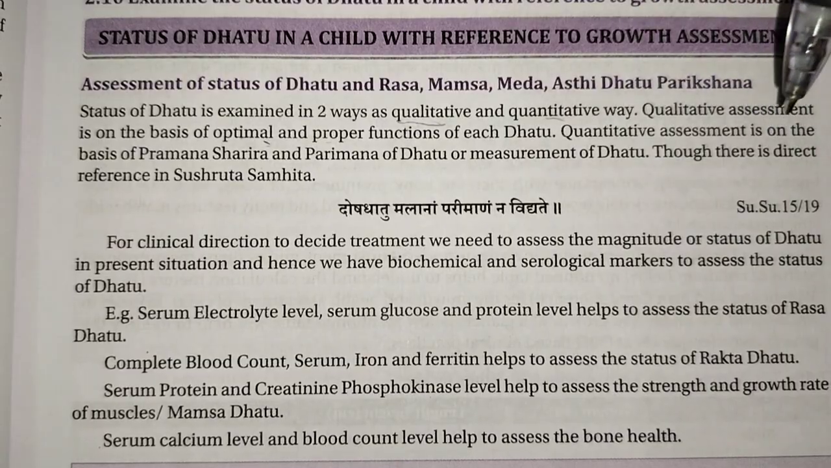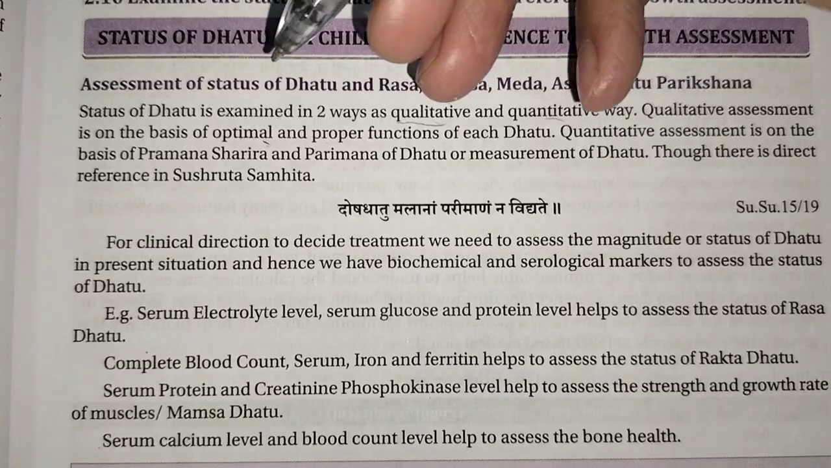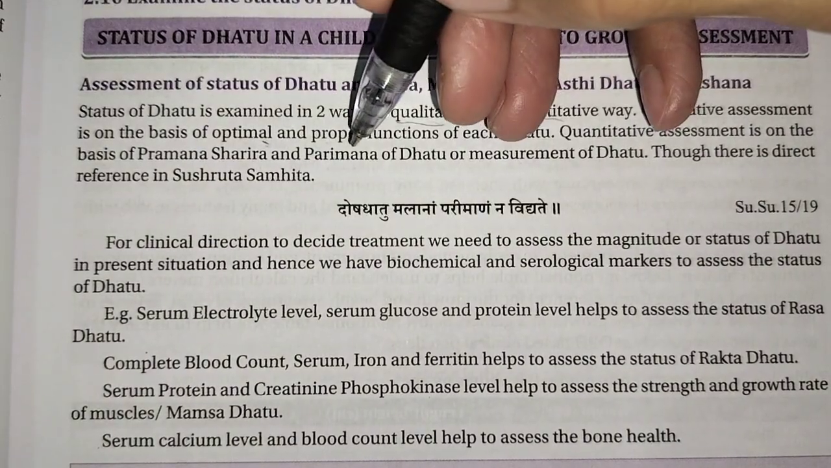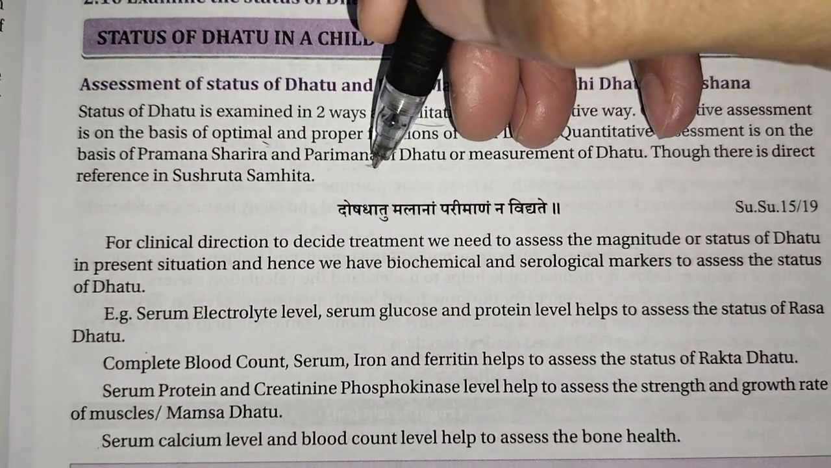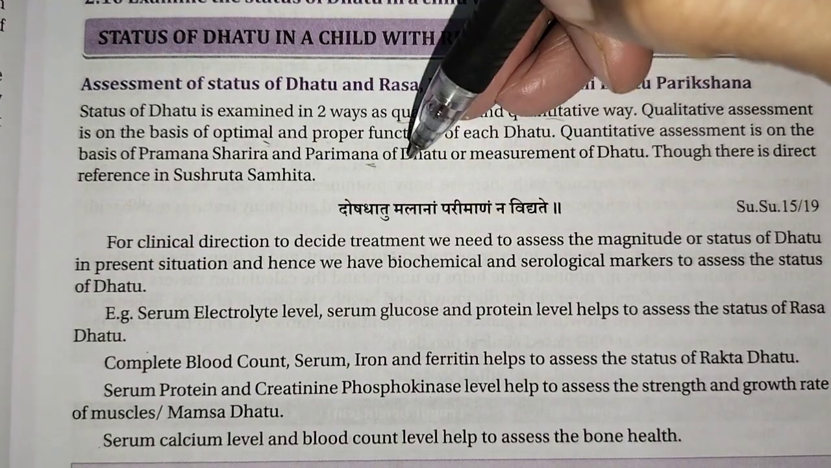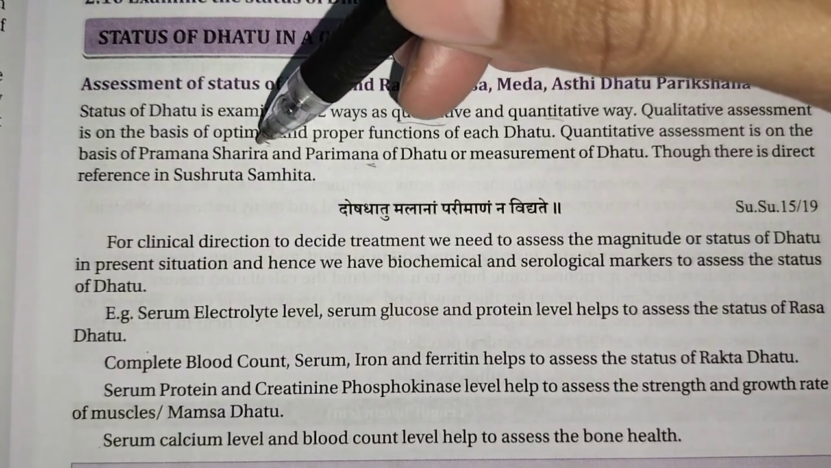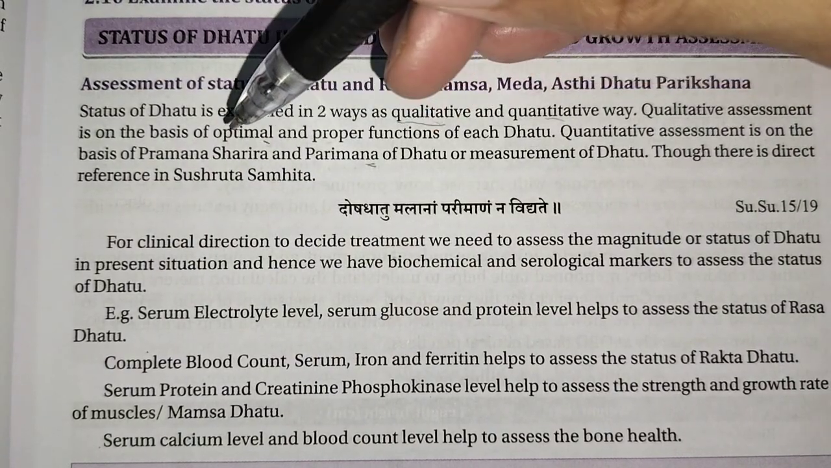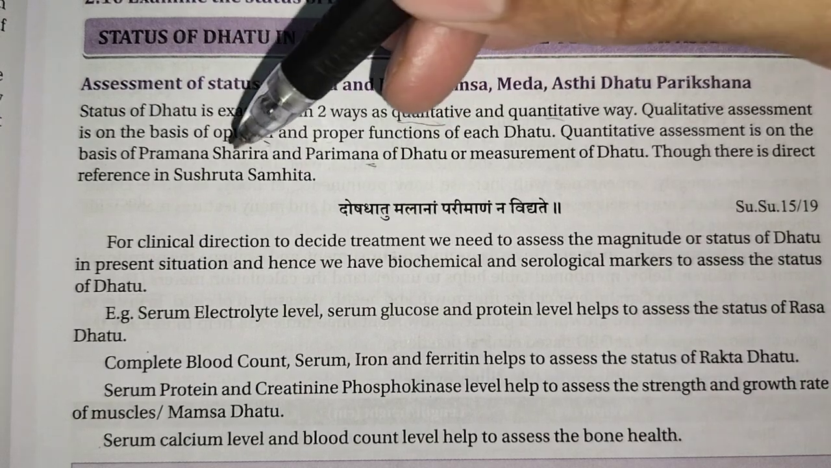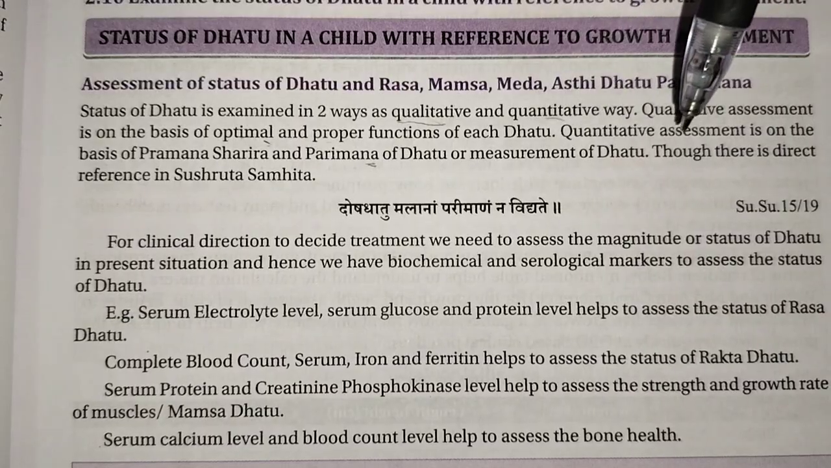And quantitative assessment is on the basis of the praman of a sharir. What is the praman? Praman, that is the length of the body, or pariman, sorry, pariman, that is the assessment or measurement, and praman we can take as a particular dhatu or a particular part, and that is okay. Pariman of a dhatu, the measurement of the dhatu.